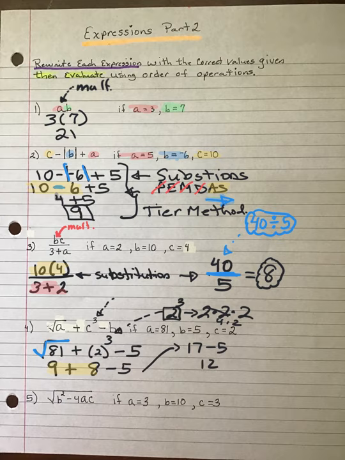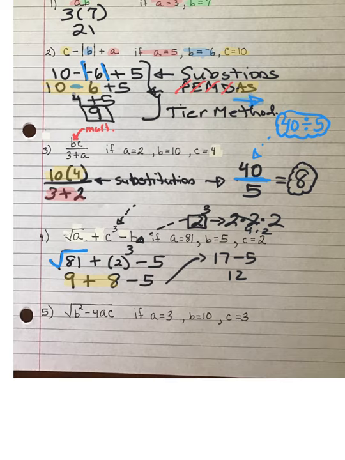And let's look at the last problem. The last problem has a square root, and then it says b squared, so I'm going to put a parentheses where the b used to be. I'm going to say 10 squared minus 4 times a times c. Notice I use the parentheses to show multiplication, which you should do as well. I'm going to replace a with 3, and I'm going to replace c with 3 as well. So when I do that, that gives me this expression. So this is the substitution step. Notice I haven't done any math yet.